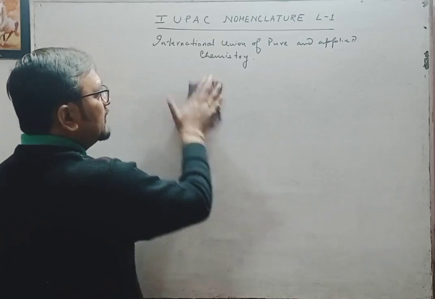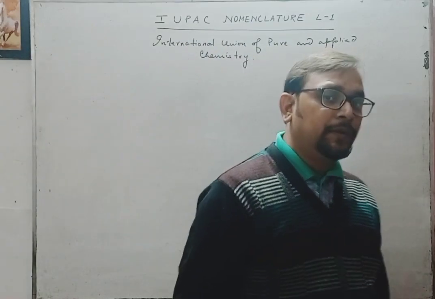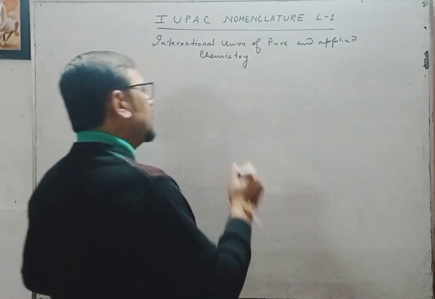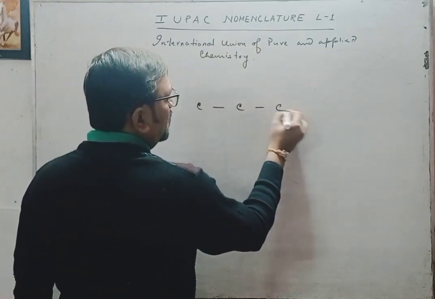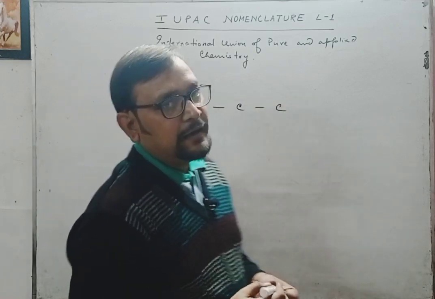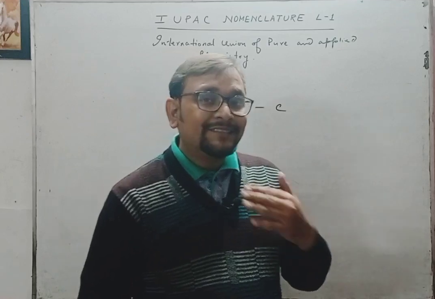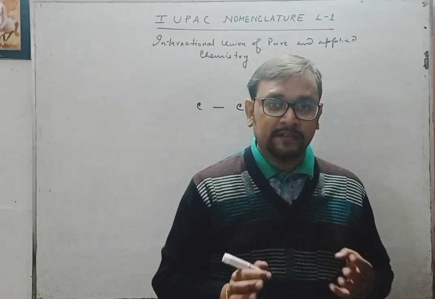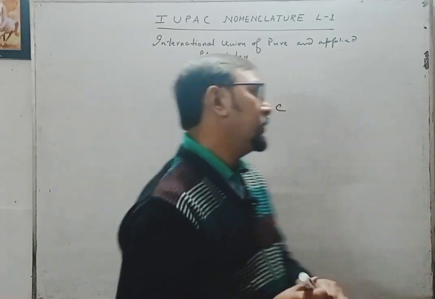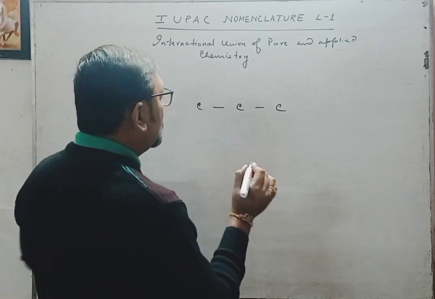Let's start with a simple example. Say suppose I have taken carbon. Carbon is tetravalent, right? Tetravalent means its valency is 4, isn't it? Its valency is 4. So here, how to count the number of bonds?